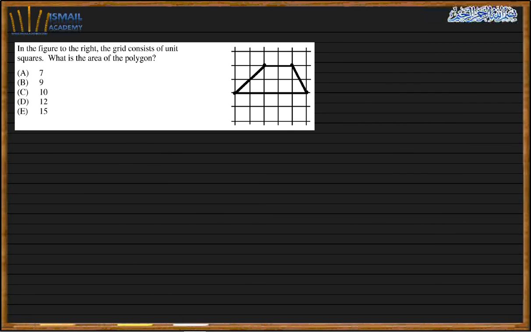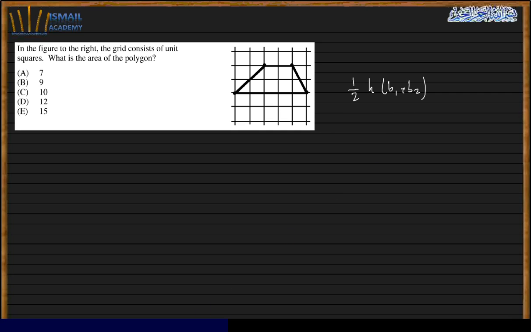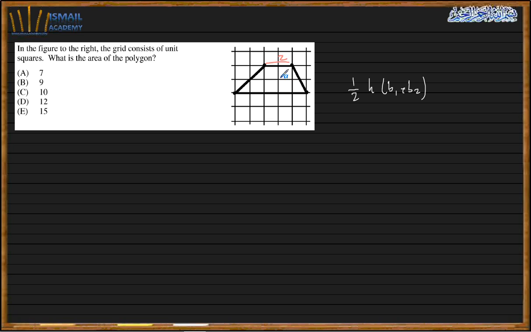In the figure to the right, the grid consists of unit squares. What is the area of the polygon? We know that the area of the trapezoid is half times height times base 1 plus base 2. Base 1 is 2 units, base 2 is 5 units, and the height is 2 units. So the formula is going to be half times 2 times 2 plus 5. These two cancel out, so the answer is 7. So A is my choice.